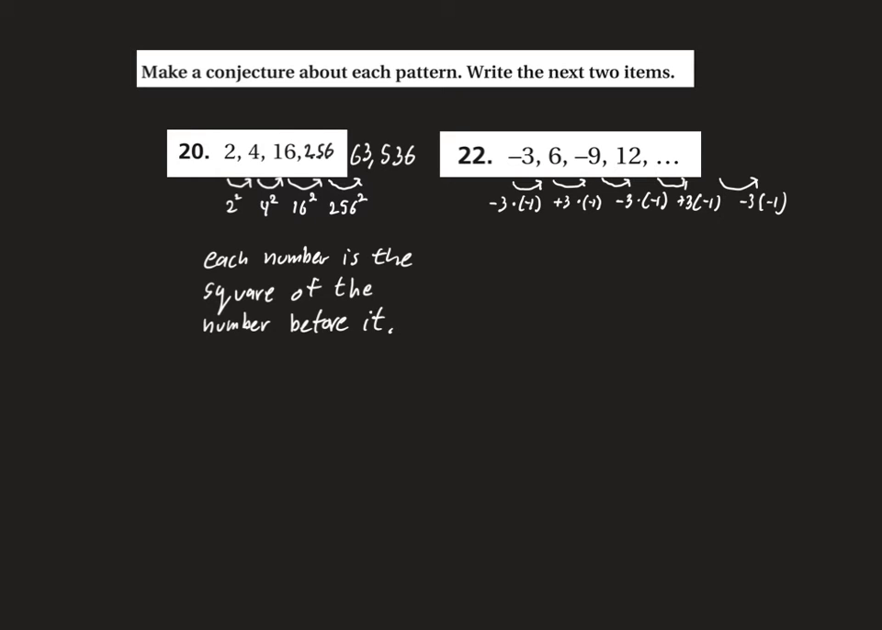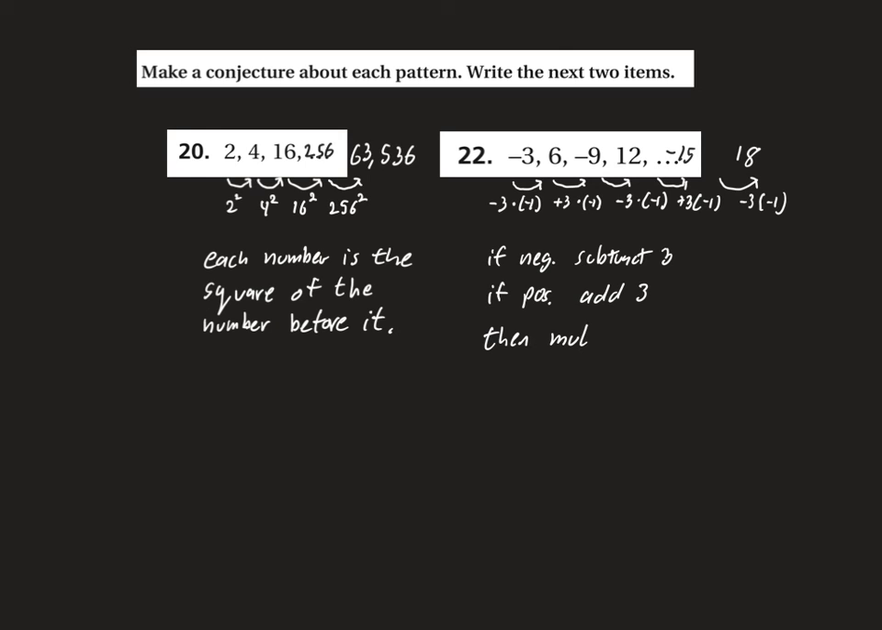And then I'll continue the pattern with negative 3. So that would be negative 15 and then positive 18. So then my conjecture is if a number is negative, I subtract 3. And if it is positive, I add 3. And then multiply that by negative 1.